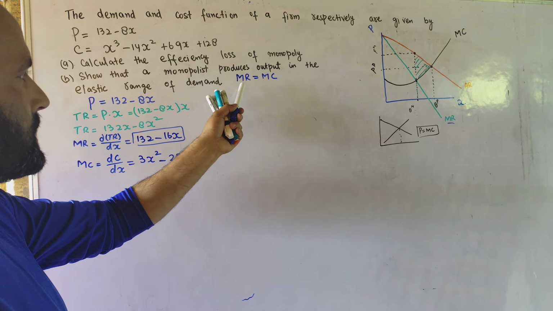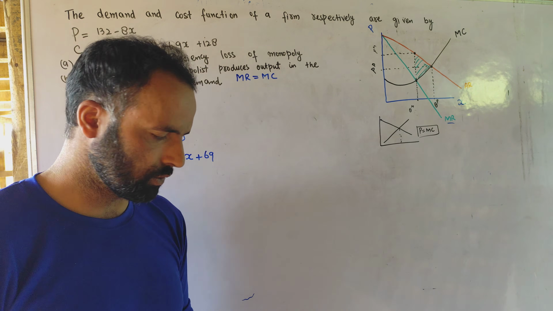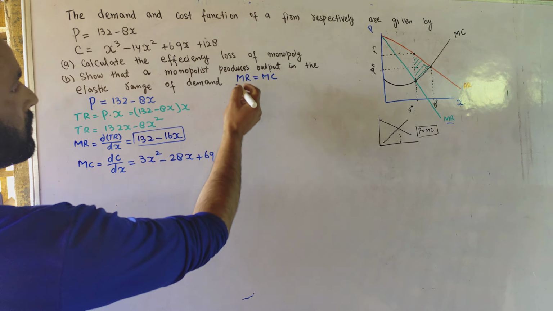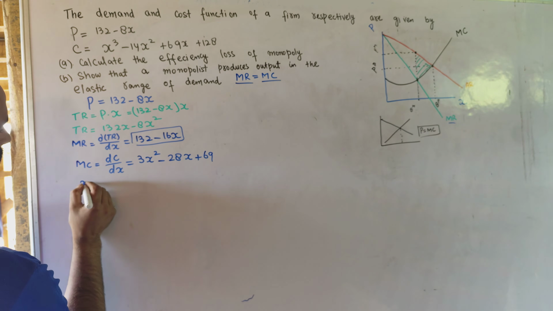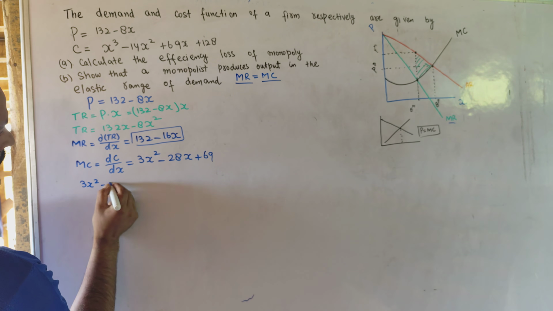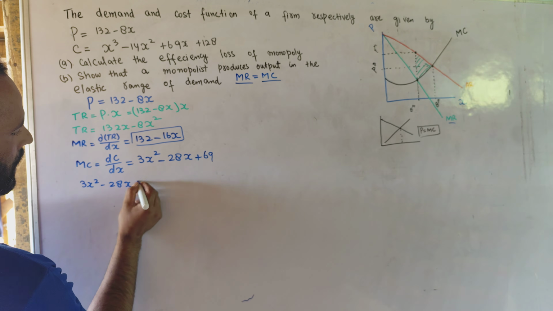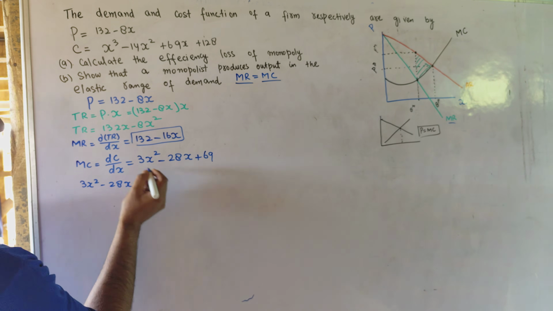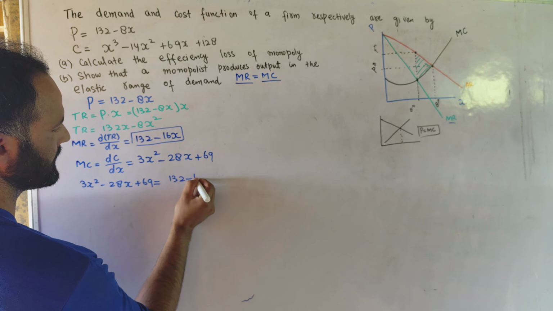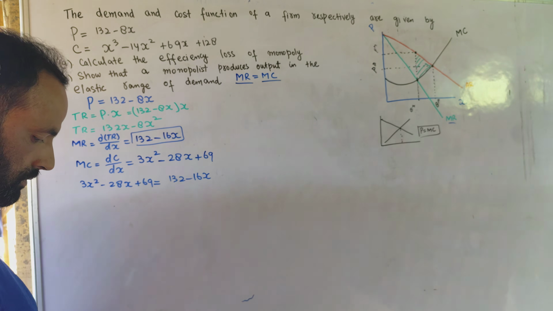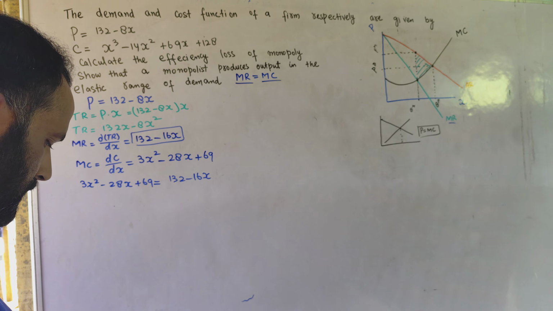Now profit is maximized when marginal revenue is equal to marginal cost. So let's equate marginal revenue with marginal cost. Let me first write the marginal cost function, which is 3x square minus 28x plus 69, and we equate it with the marginal revenue function, which is 132 minus 16x. Solving further.